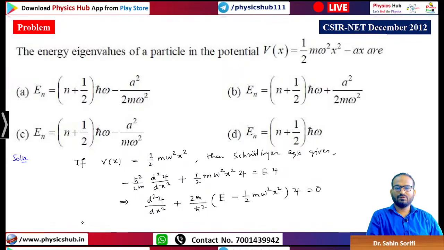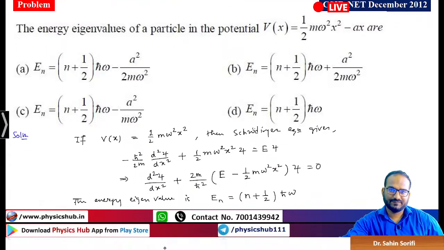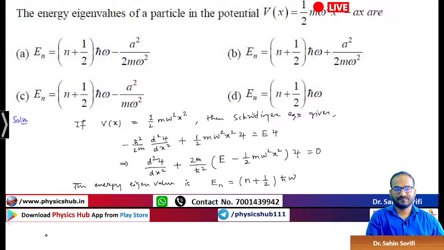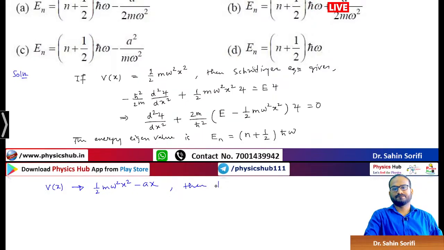Okay, so for this case you write the energy eigenvalue as E n equals, let's say we write it, n plus half h cut omega. Now in the question, V of x is changed. V of x now becomes half m omega square x square minus x. So the modified Schrodinger equation will be, what will it become?